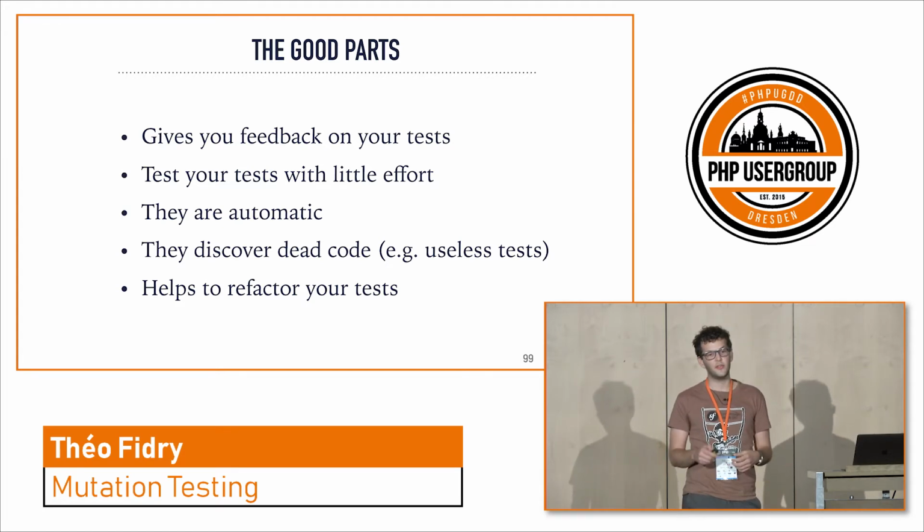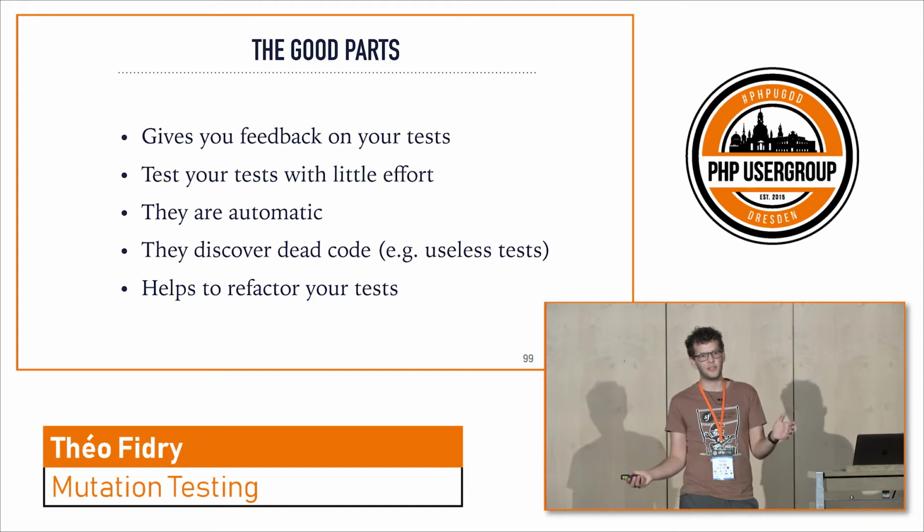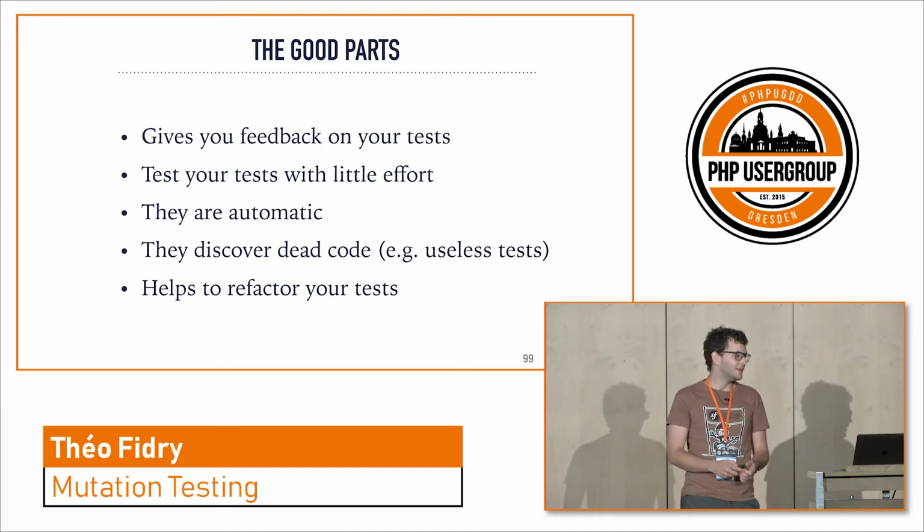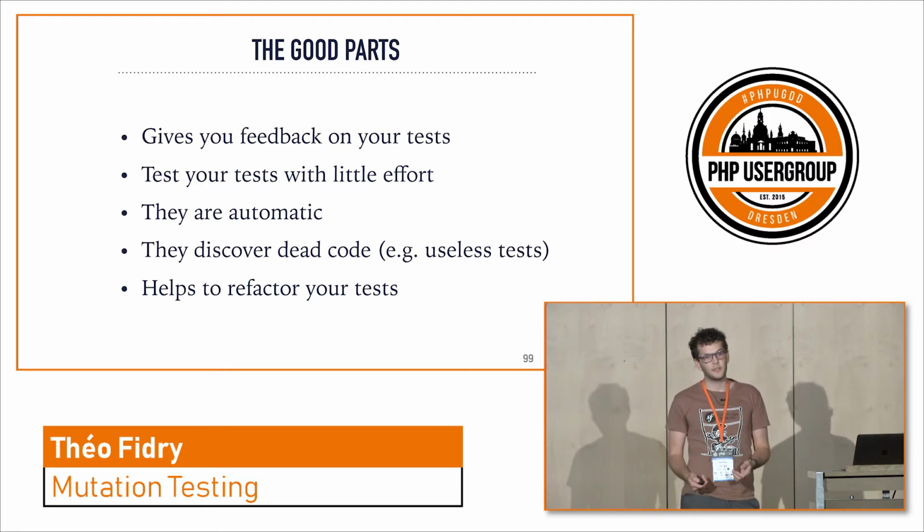It helps you to discover dead code, not as code that's never executed, but more as useless tests. For example, you have 10 tests, and you find out that if you get rid of 3 of them, the code tested is the same. It means those 3 tests were useless, and less code is best. The best code is no code. And lastly, it helps you to refactor your tests, because you can change them or get rid of them, add more, and check that your test suite is still as good.